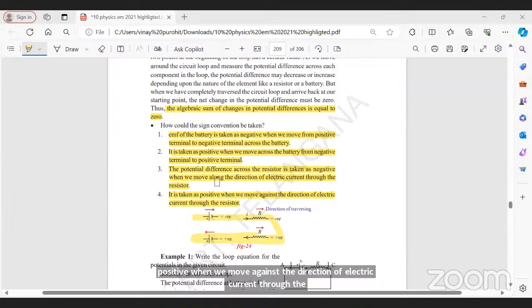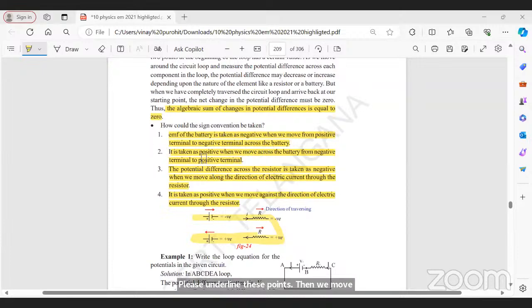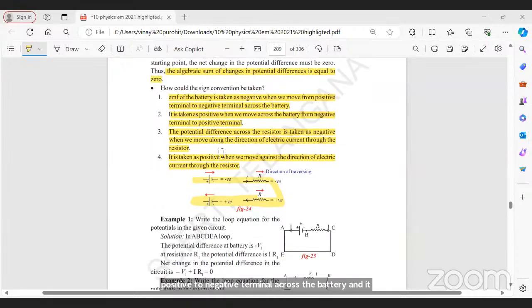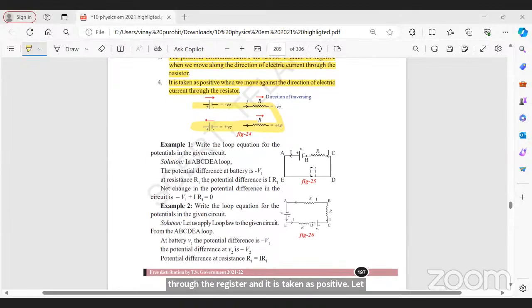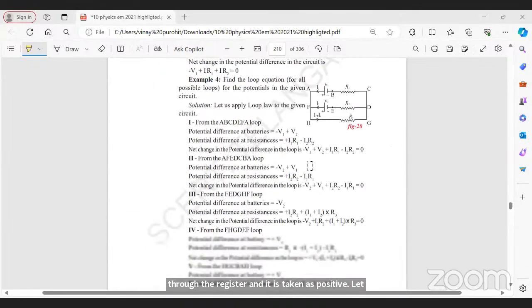Please underline these points. EMF of the battery is taken as negative when we move from positive to negative terminal across the battery, and it is taken as positive when you move from negative to positive terminal of the battery. And potential difference across the resistor is taken as negative when we move along the direction of electric current through the resistor, and it is taken as positive when we move against the direction of electric current through the resistor.